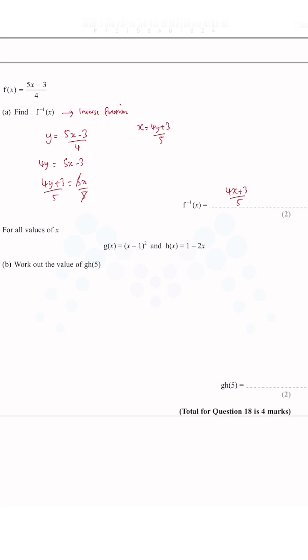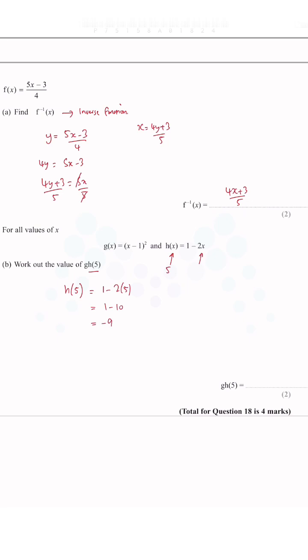Next question. For all values of x, g(x) equals (x minus 1) squared, h(x) equals 1 minus 2x. Work out the value of g of h of 5. So first thing I'm going to do is work out the value of h of 5. And that's just substituting 5 wherever you see x in this question. So that's going to be 1 minus 2 times 5. That's 1 minus 10, which is minus 9.